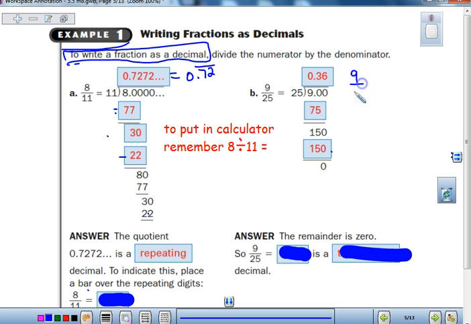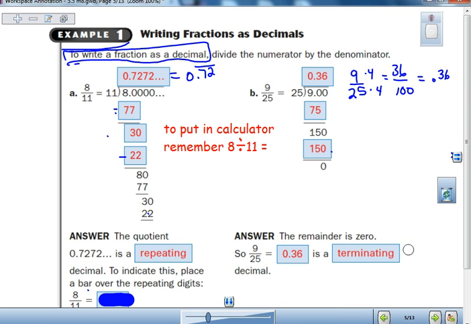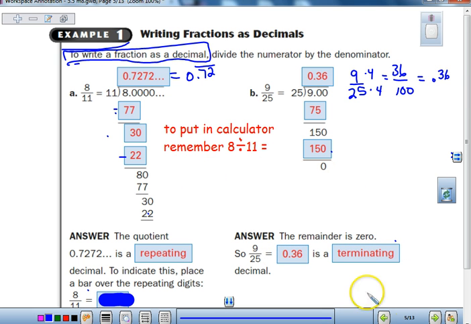The other thing I've had students do is tell me, oh, if I want to get to 100, I'm going to multiply by 4. So I get 36 hundredths, or 36 over 100, which is still going to be equal to 0.36, and it terminates. So either way is going to work. The first one is a repeating decimal, the second one is a terminating decimal.